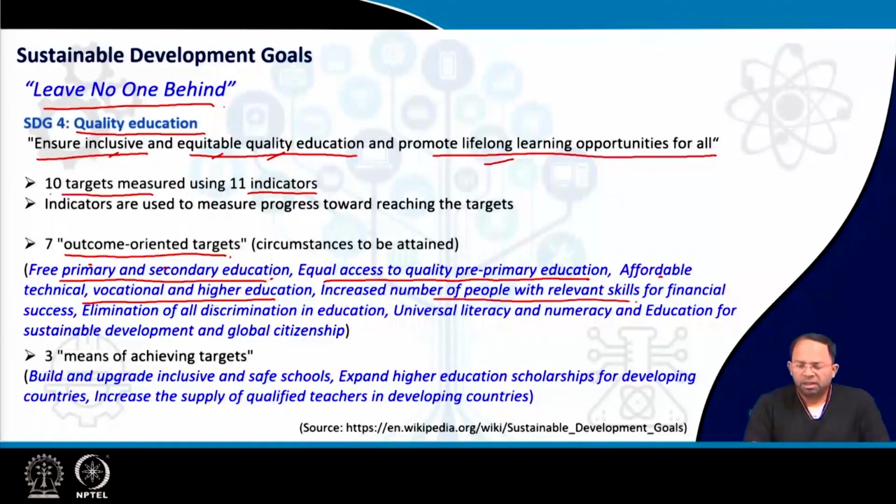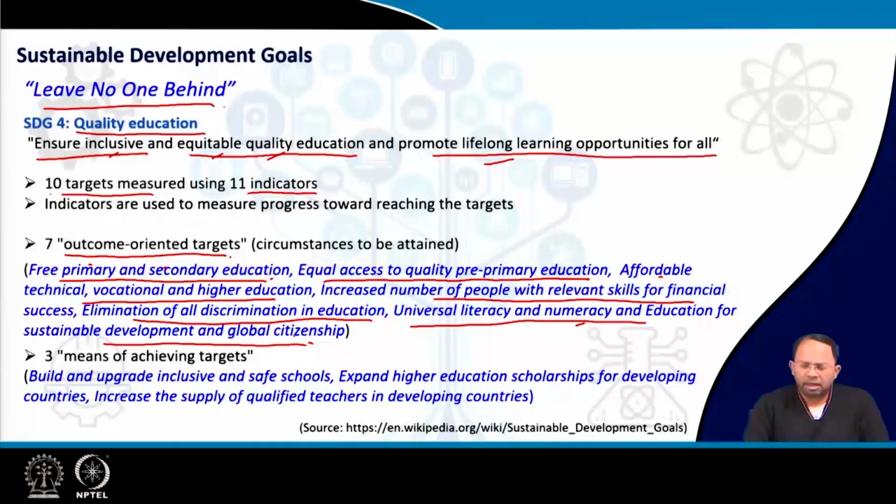Increased number of people with relevant skills for financial success, so that they can actually make money after studying. And elimination of all discrimination in education, that means giving opportunities to everybody. Universal literacy and numeracy, so that everyone in society, including people who are already aged, can have basic literacy and numeracy, that means basic math skills. And education for sustainable development and global citizenship.